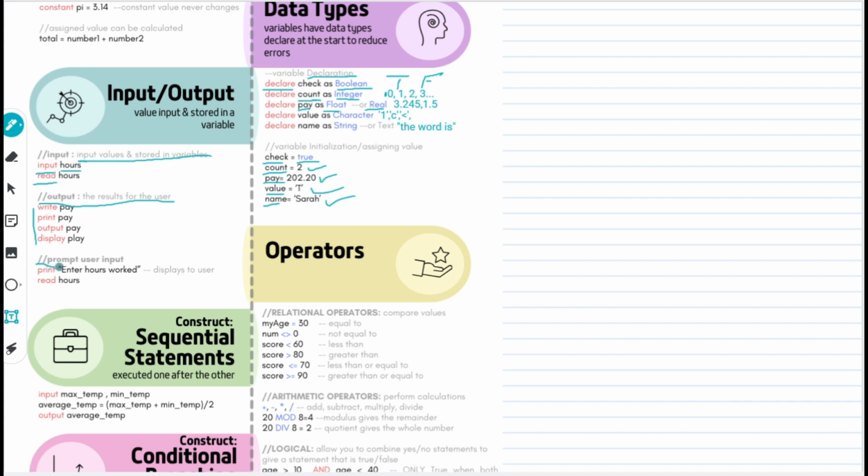Now you can also prompt the user. Usually when you're asking for input, you prompt the user. You tell them what you want them to enter. So in this example, you're telling them that I want you to enter the hours worked. So you would output to them, enter hours worked. That is what they're going to see, and they know that, okay, I need to enter a number. So I write in the hours, and read is where you accept the input from the user. Any questions? That's input and output. Any questions?